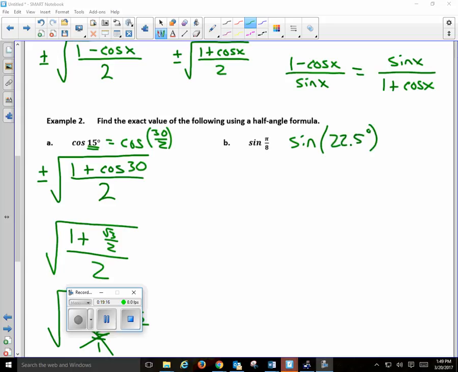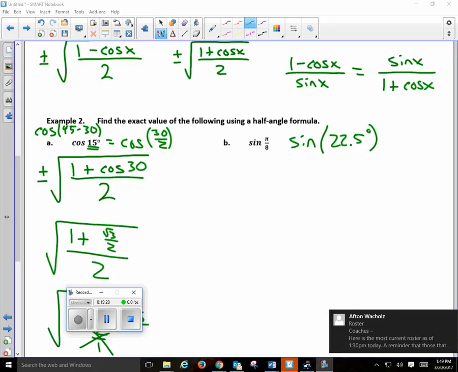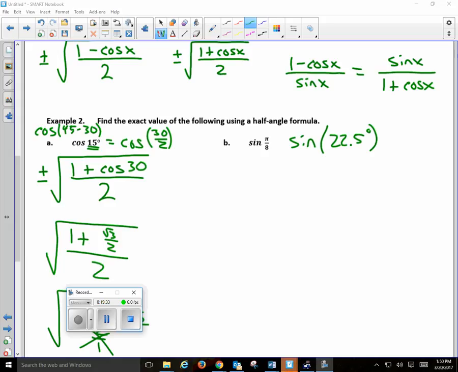So, notice that in this problem, cosine of 15, instead of doing the half angle, you could have done cosine of 45 minus 30. You could have used our sum and difference formula for Friday, which Lauren and Carter still need to learn. Okay? But what I have here, you can't do a sum and difference formula for sine of 22.5, can you? No, you can't. So we're going to do a half angle formula. What do you take half of to get 22.5? So this is sine of 45 divided by 2.